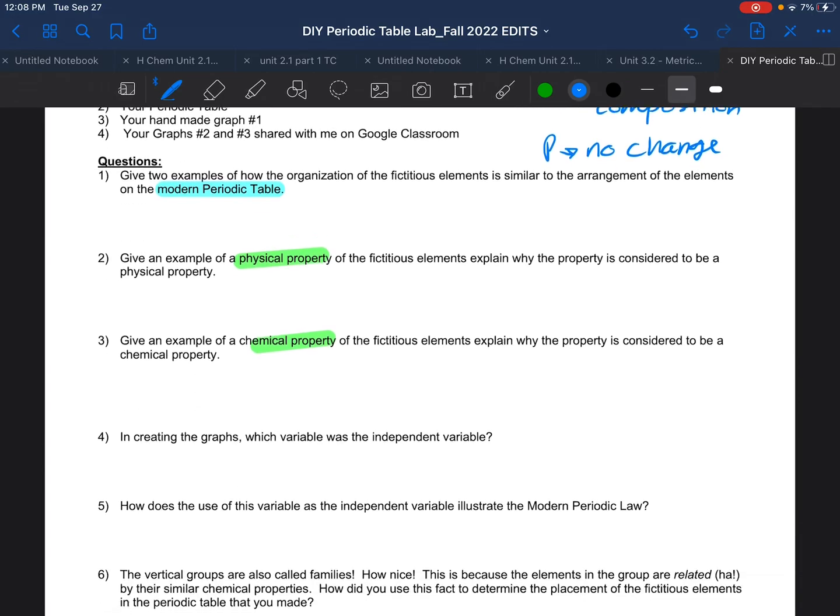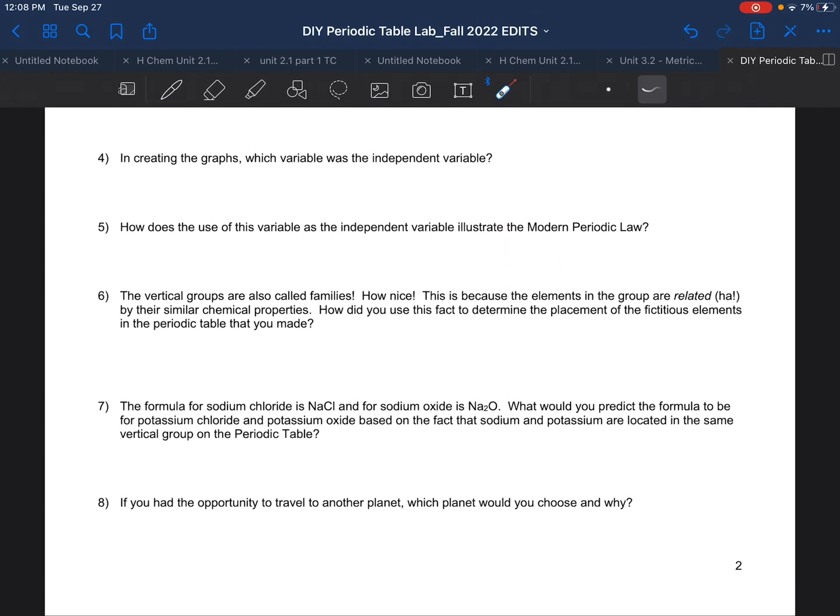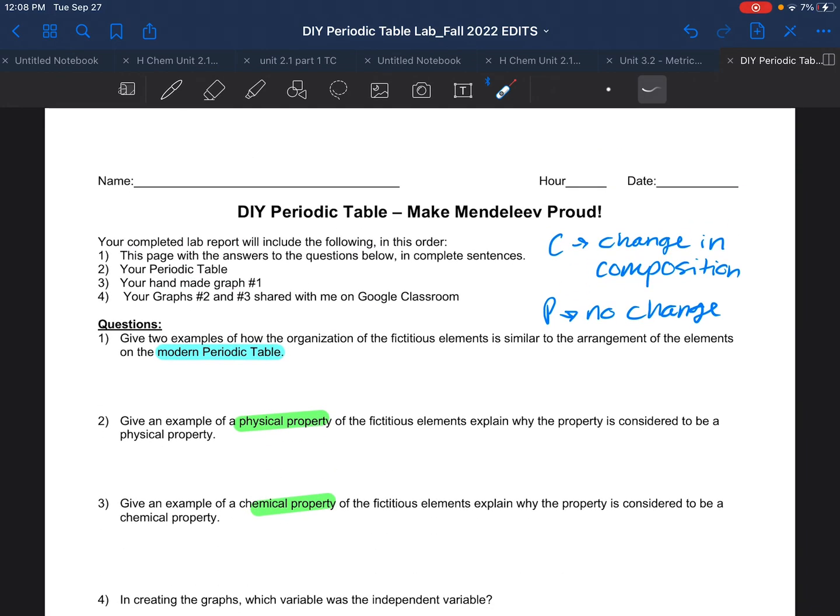That is going with the details that I gave you here. Then independent and dependent, if you don't remember that, you can always Google it. We already talked about what modern periodic law is. And you should be able to answer the rest of the questions without much help.